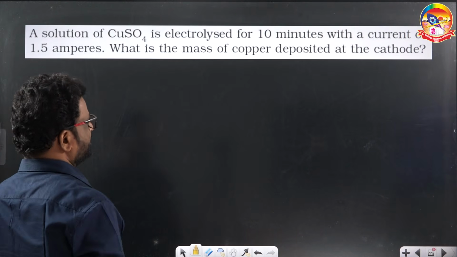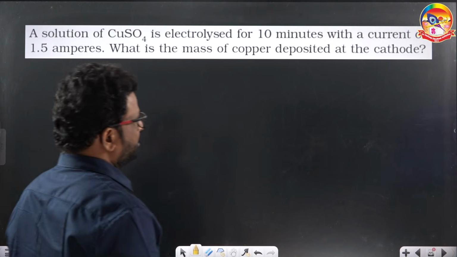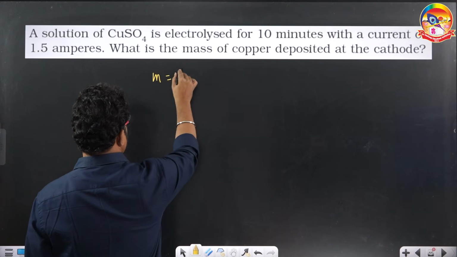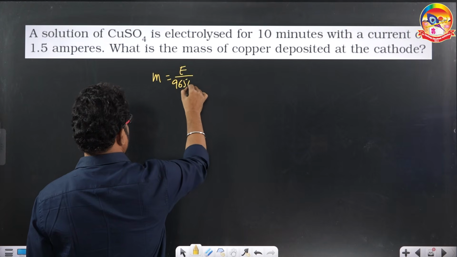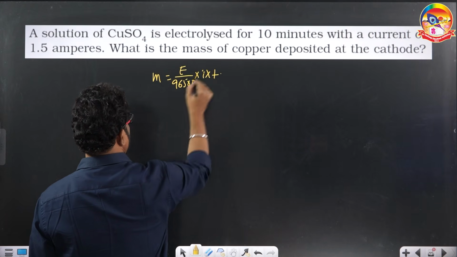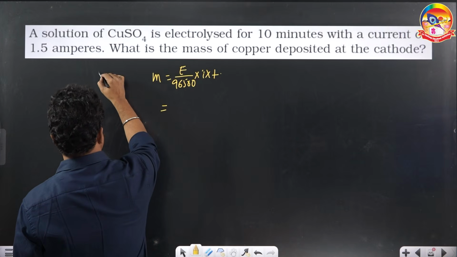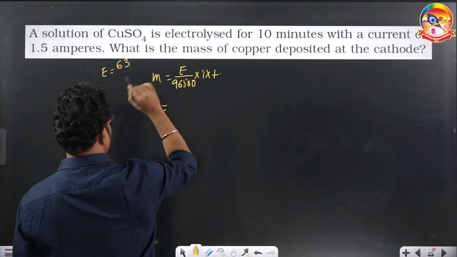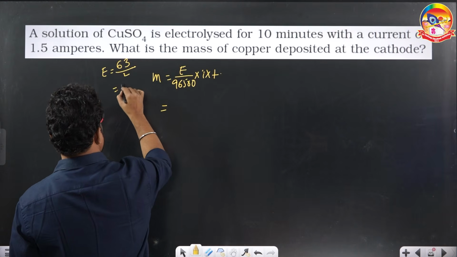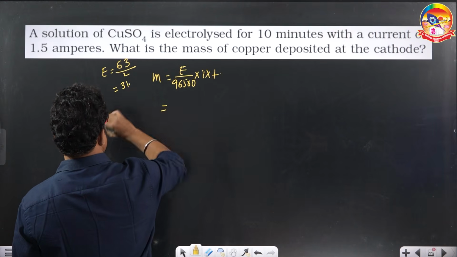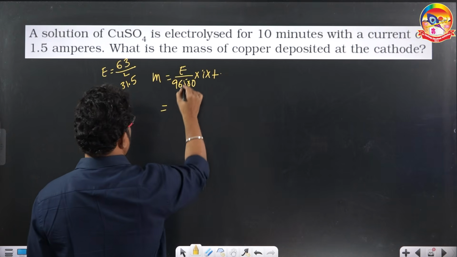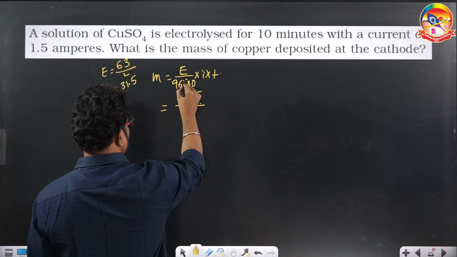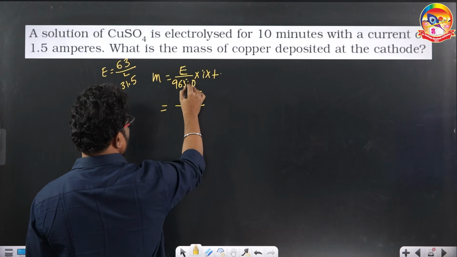A solution of CuSO4 is electrolyzed for 10 minutes with a current of 1.5 amperes. What is the mass of copper deposited? The mass of copper deposited is equal to equivalent mass divided by 96,500, into I into T. The atomic mass of copper is 63 according to the given data, so the equivalent mass is 63 by 2, that is 31.5. They also mentioned 96,487 here.